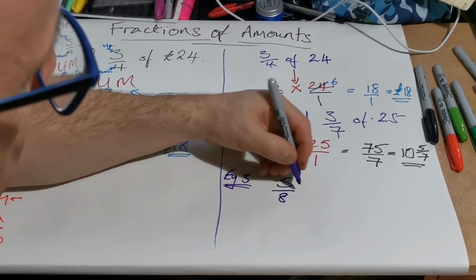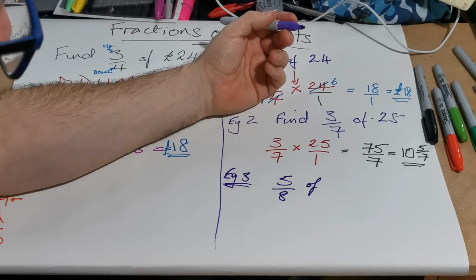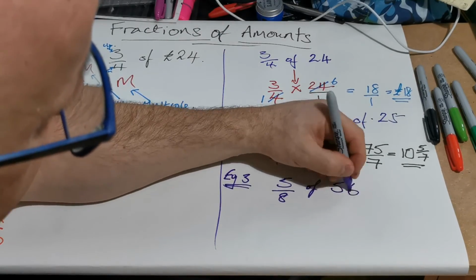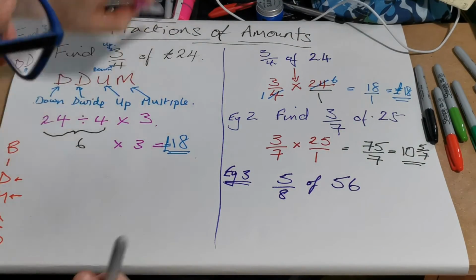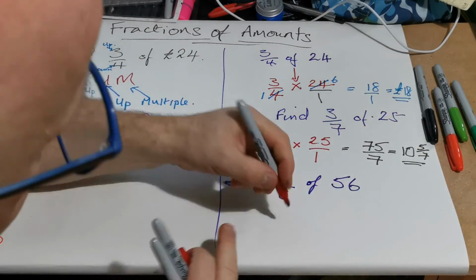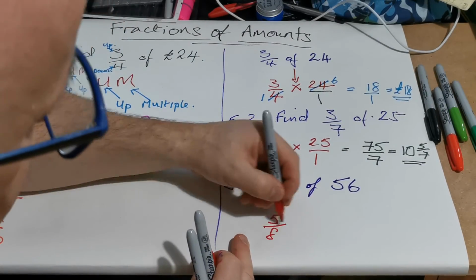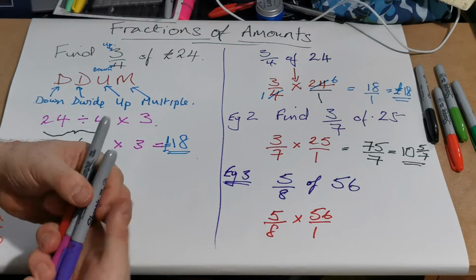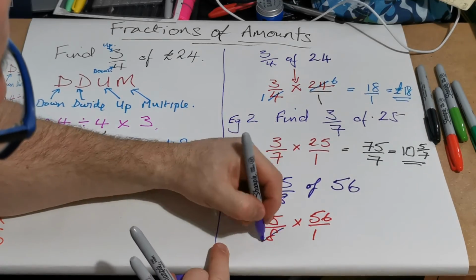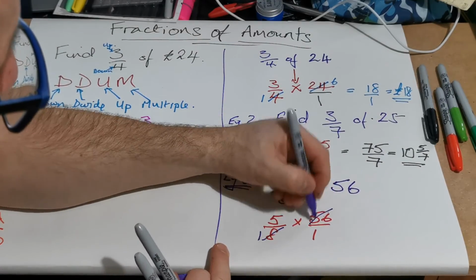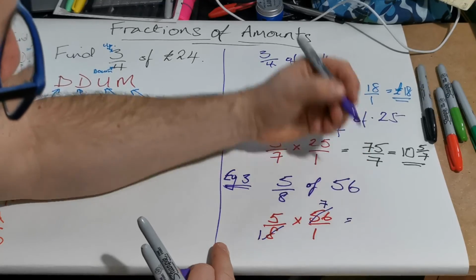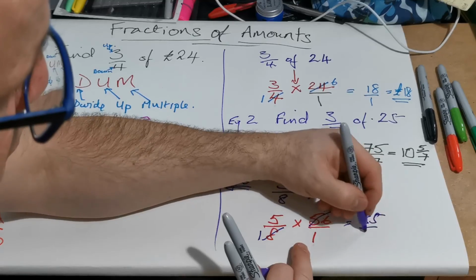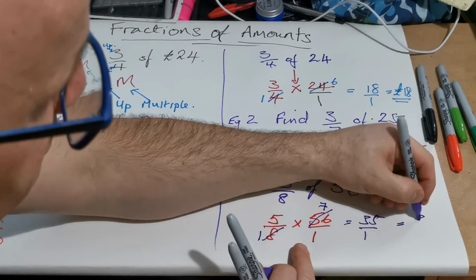5/8 of 56. So I can say that that is 5/8 times 56 over 1. Looking for things in the same times table, 8 1s, 8 7s. So we get 5 times 7 is 35. 1 times 1 is 1. So that is equal to 35.